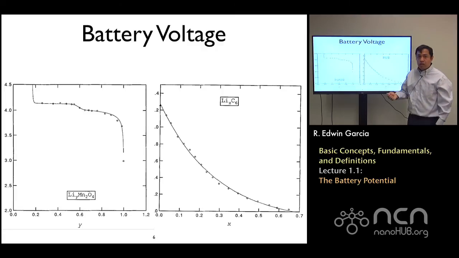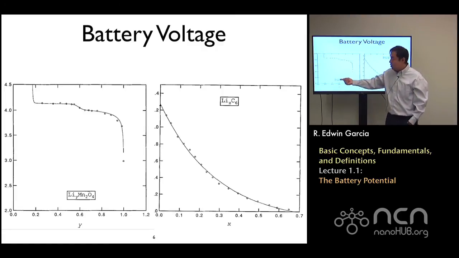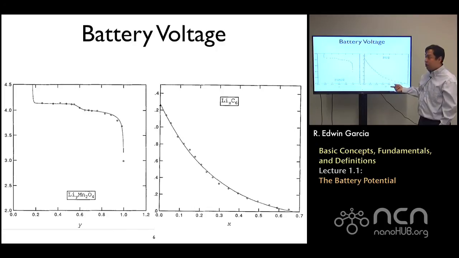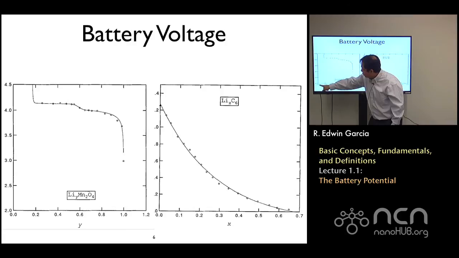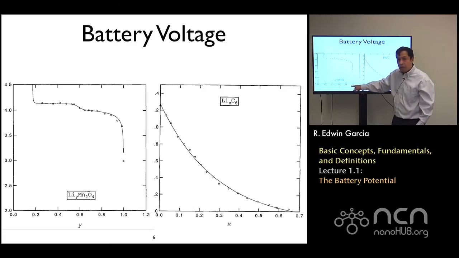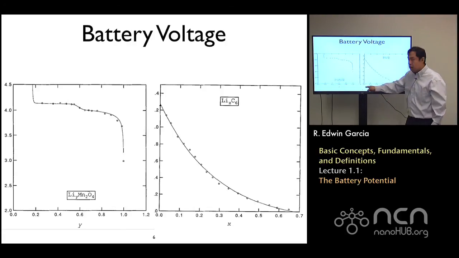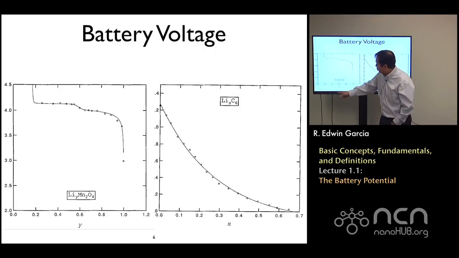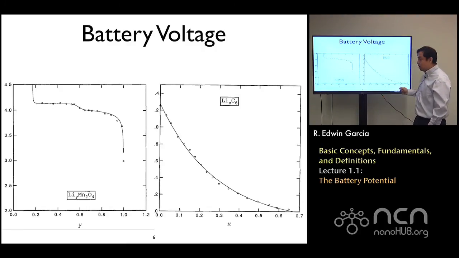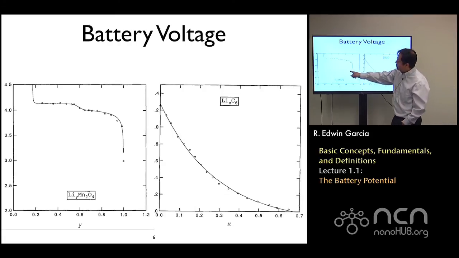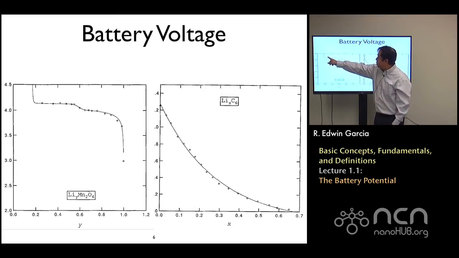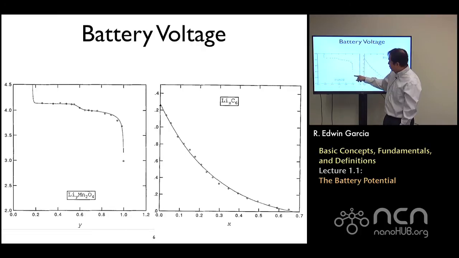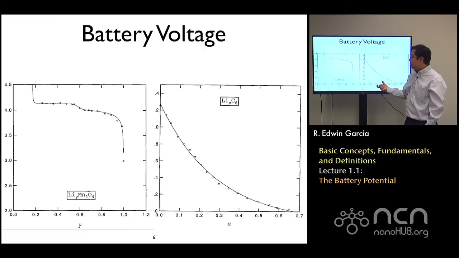And the voltage that we would get out of a battery would be the difference between the cathode and the anode. And just to make the picture a little bit more complicated, when you discharge your battery, the cathode goes from here to here, and the anode goes from here to here. In other words, the cathode goes from left to right, and the anode goes from right to left. The voltage in the anode with respect to the pure lithium reference increases, while the voltage in the cathode with respect to the pure lithium reference decreases. It is that difference that gives you the voltage.